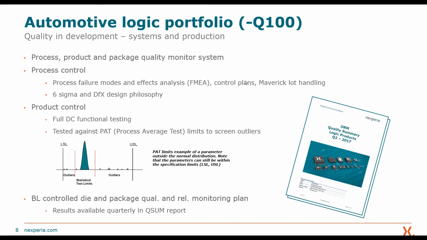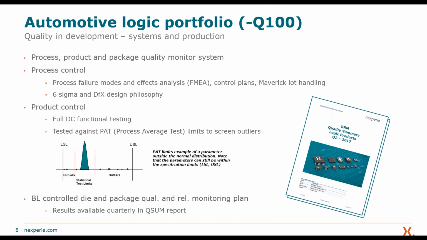So in an earlier slide, I mentioned that we want to be a preferred supplier, and here I will focus a little bit more in detail. With our Q100 policy, we ensure quality in development and production. We have placed a proper program for process, product, and package quality monitoring system. For example, for process control, we have adopted the Six Sigma design philosophy, which ensures that all end user applications designed to the datasheet limits can tolerate a shift as high as 1.5 sigma in the manufacturing process. As the process control limits are much tighter than 1.5 sigma, this virtually guarantees trouble-free end user applications.